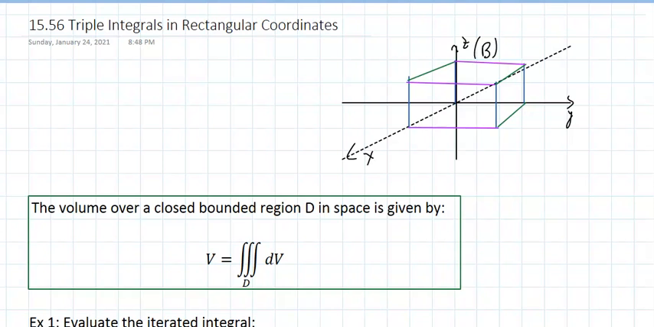So, just like we did with double integrals, we start with a rectangular box. If I break this into a bunch of rectangles, n of those, m of those, and so on and so forth, what I'll get is a bunch of those.